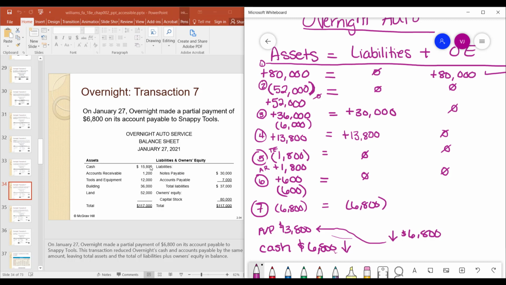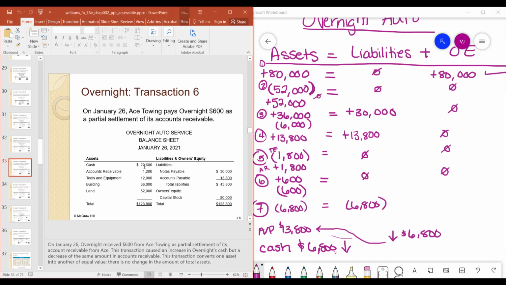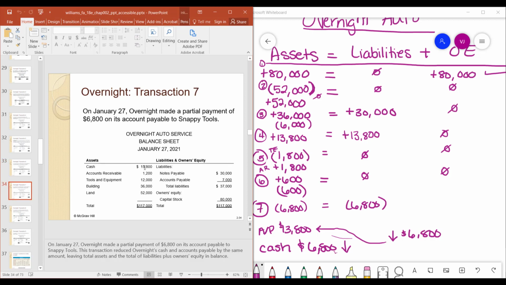So that's why now we show a cash balance of $15,800. Because previously we had $22,600 in cash, but then we spent $6,800 of that to pay off a loan. So we have $15,800 left in cash, and then our accounts payable went from $13,800 to only having a $7,000 balance left over, because 13,800 minus 6,800 is 7,000. And in this case, there's nothing happening with owner's equity in this transaction. So we are in balance, and we are still in balance in the balance sheet.